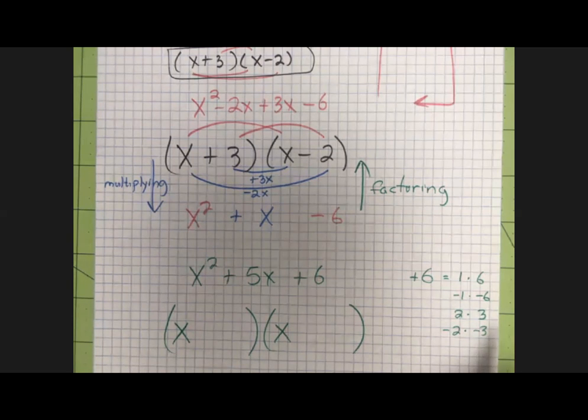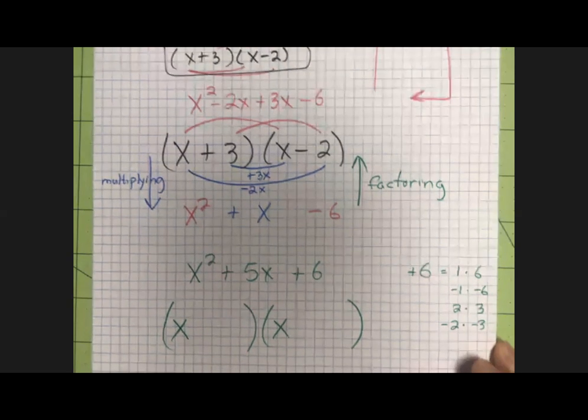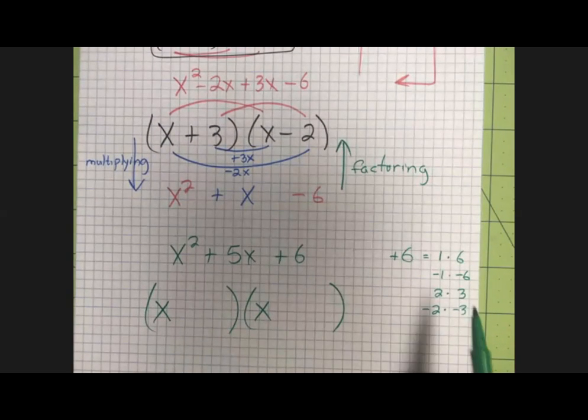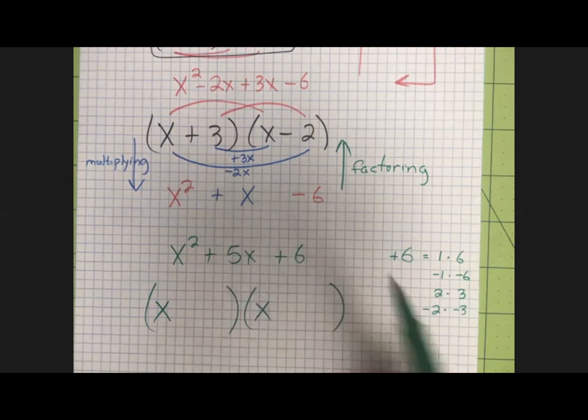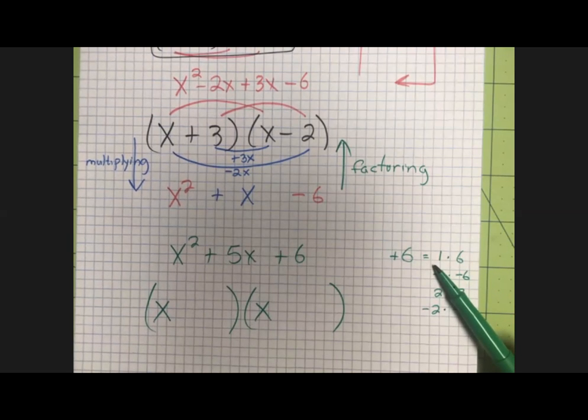Now here's a trick question. Which one of these 4 choices is going to get you 5? If you're not careful, you say, well, all 4 of them are going to give me a 5. When I put the outside and the inside terms together, 6 and 1 differ by 5. Minus 6 and minus 1 could differ by 5. 2 and 3 add up to 5. Even minus 2 and minus 3 add up to minus 5.